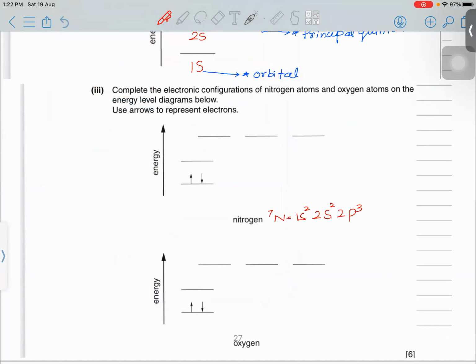So this is 1s, two electrons. This is 2s, two electrons, and then 2p3. This is 2px, this is 2py, this is 2pz. Yes, these boxes represent them.